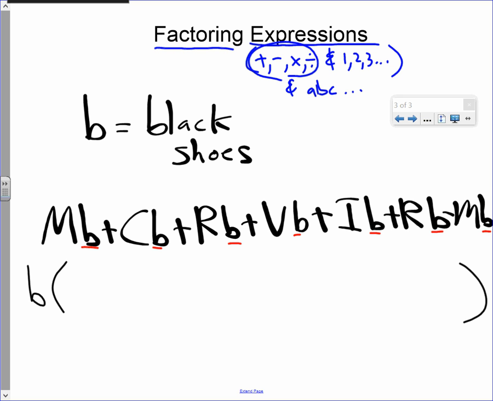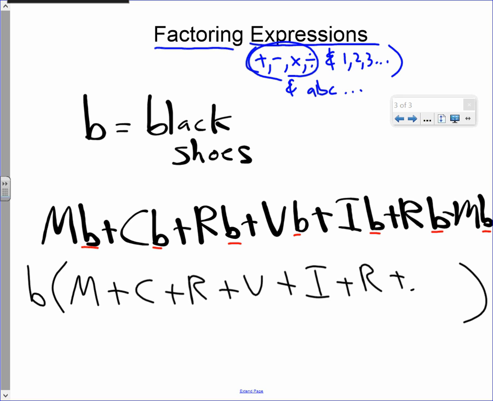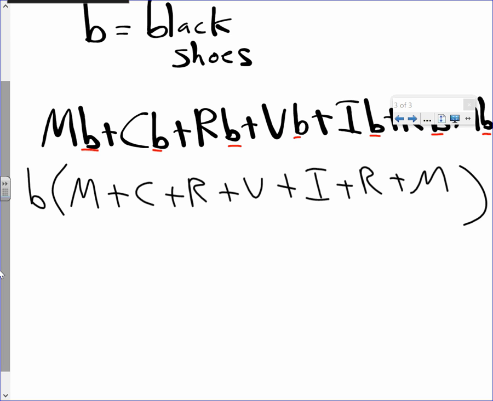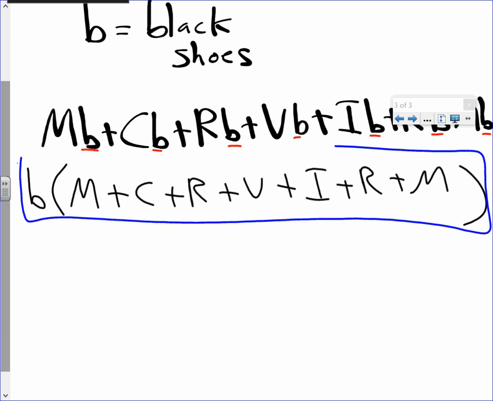So what's left over? Plus R, plus V, plus I, plus R, plus M. I took the black shoes off. So now I have an equivalent expression. How would I get from here, this nasty expression with a parenthesis, back to here? What would I do?